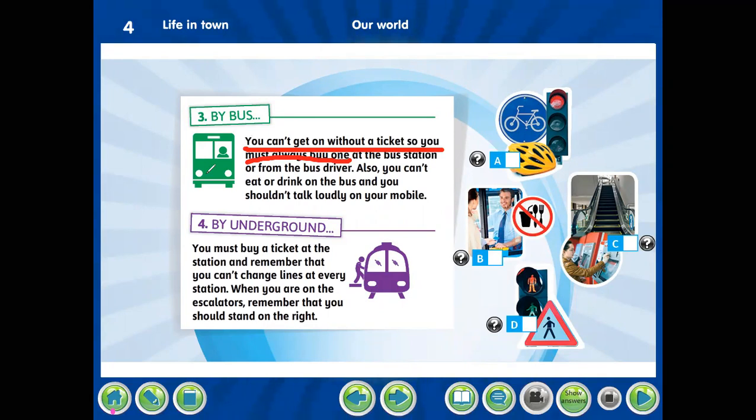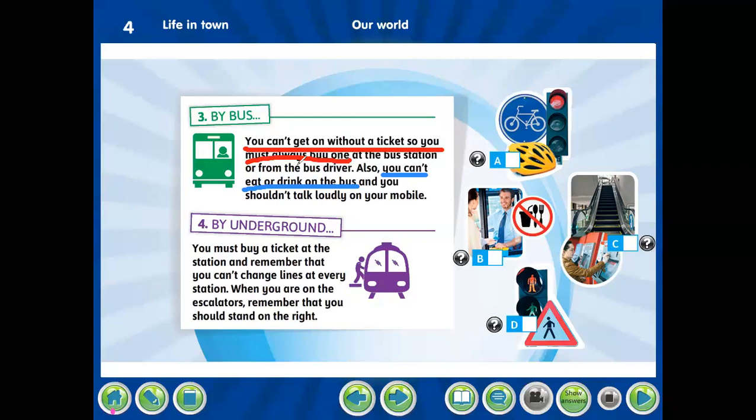Let's see. Julio, please, can you tell me another rule when you travel by bus? You can't eat or drink on the bus. Yeah, very good. Very good. The idea is stop here, no? You can't eat or drink on the bus. This rule, finish in this part. Good. Daniel, please tell me one rule by bus. One rule more. You must buy one on the bus station.